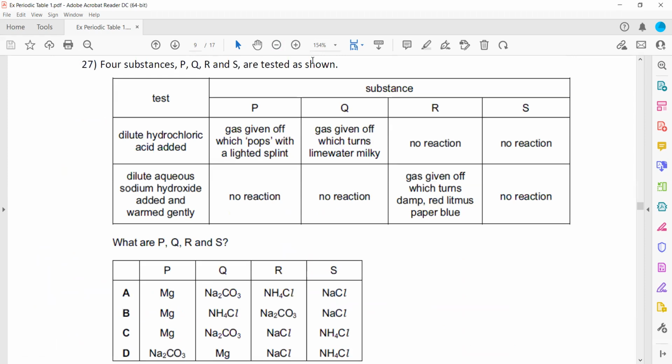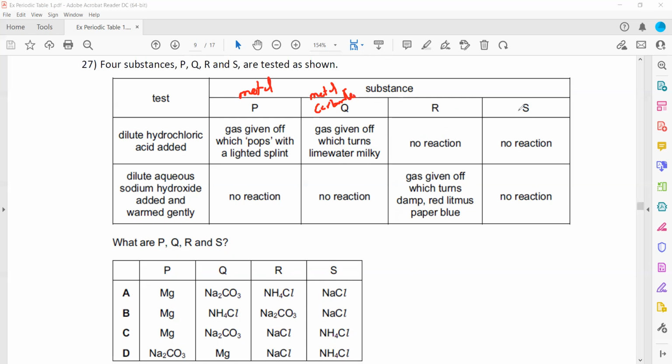Four substances are there. This is again related to identification of the ions. When we add hydrochloric acid, a gas is given off and gives a lighted splint pop. So P is a metal. How do we identify? Because metal plus acid gives hydrogen. With Q, a gas is given off which turns limewater milky. So Q is a metal carbonate, because when acid reacts with carbonate, it gives carbon dioxide which turns limewater milky.